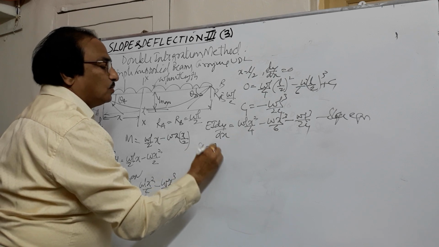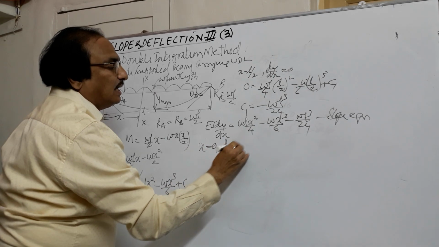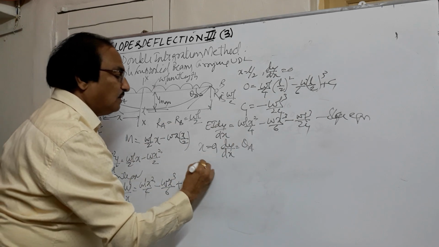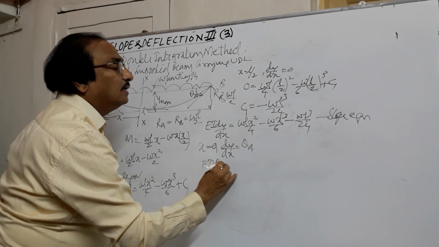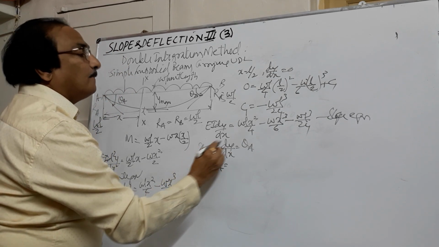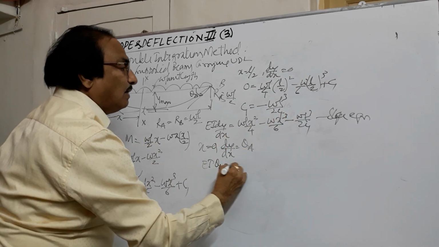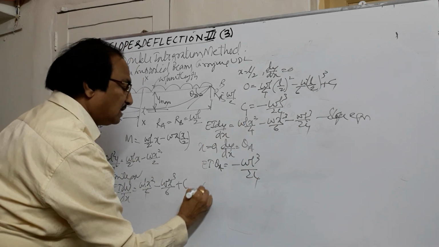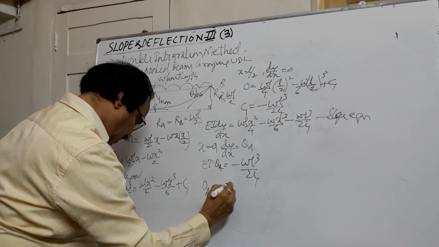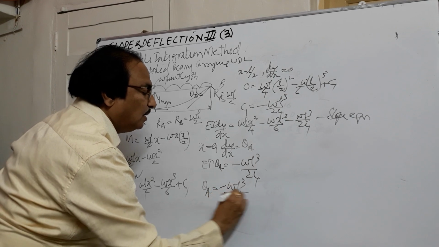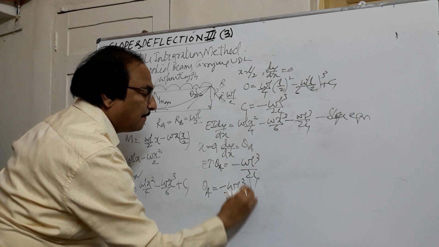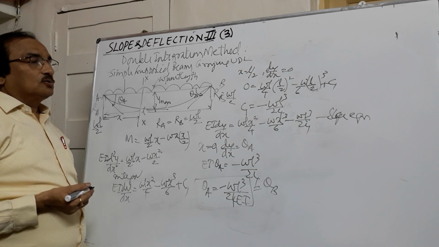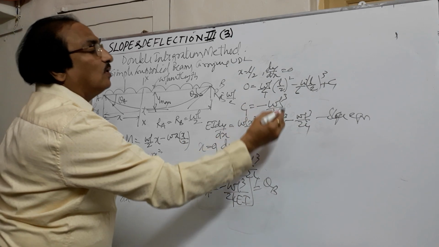At x is equal to 0, dy by dx is theta A. When x is 0, slope is theta A. If I substitute this value here, EI theta A is equal to minus WL cube by 24, because x is 0 here. So theta A will be equal to minus WL cube by 24 EI. Since it is symmetrical, this will also be equal to theta B. Now we have got the slope equation.